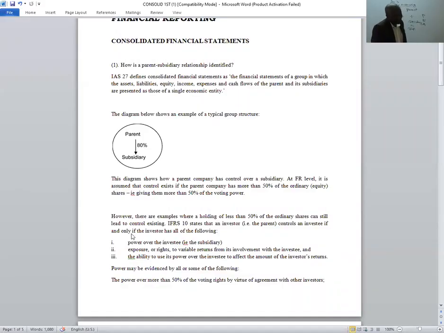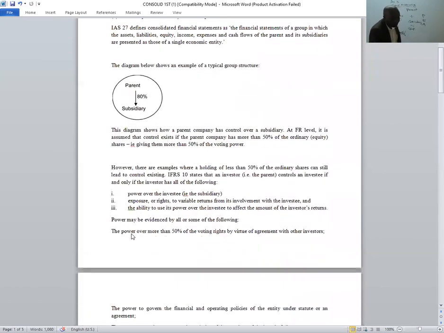So I'm repeating again the 3 points. Number 1, power over the investee. Number 2, exposure to the variable returns. Number 3, the ability to use its power over the investee. This will be very important for us to appreciate. So we are told the power may be evidenced by all or some of the following.